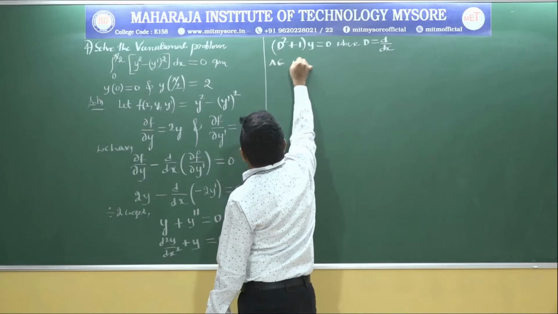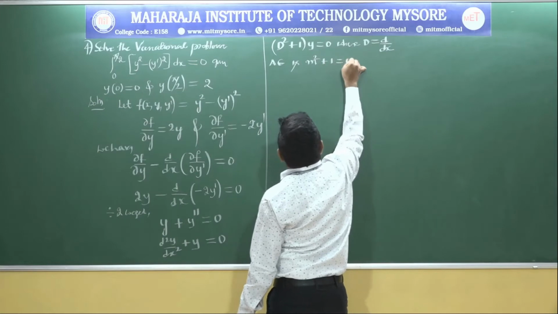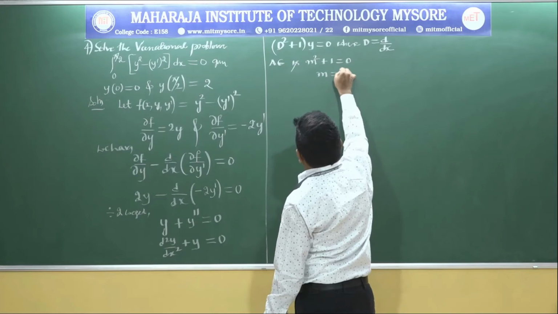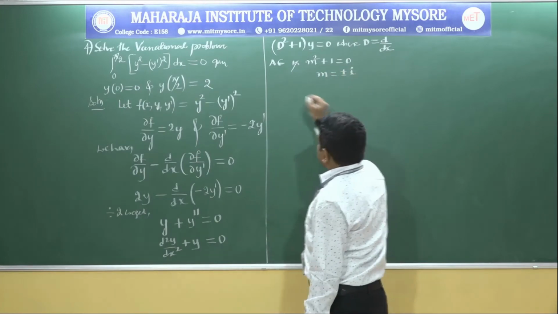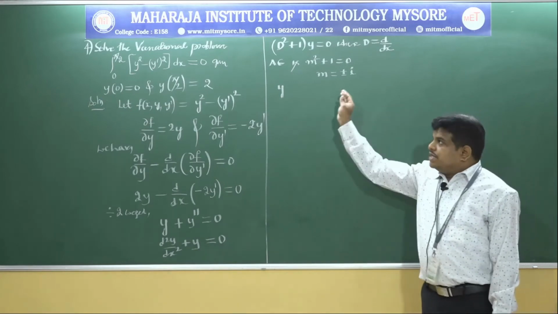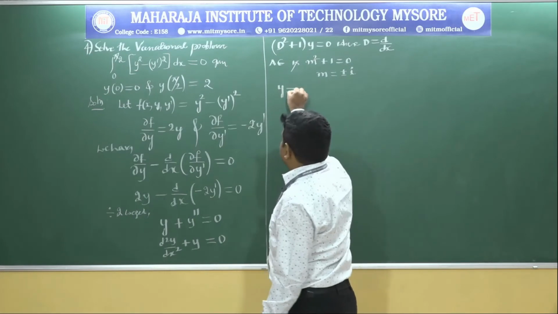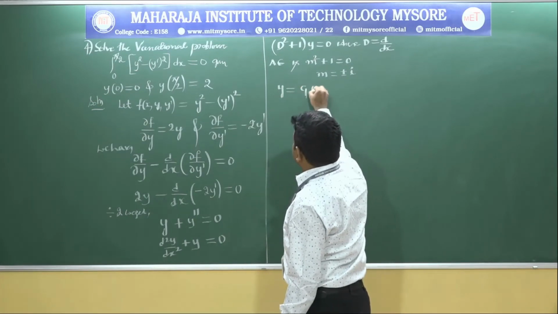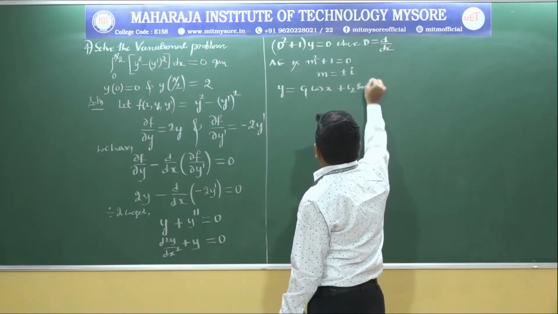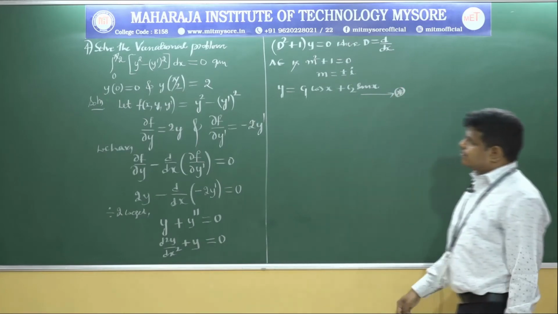Next, solving this, the auxiliary equation is m square plus 1 equals 0. Finding the roots for m, you get m equals plus or minus i. Since the right hand side equals 0, yc is the complete solution, that is y equals c1 cos x plus c2 sin x. Call this equation star.